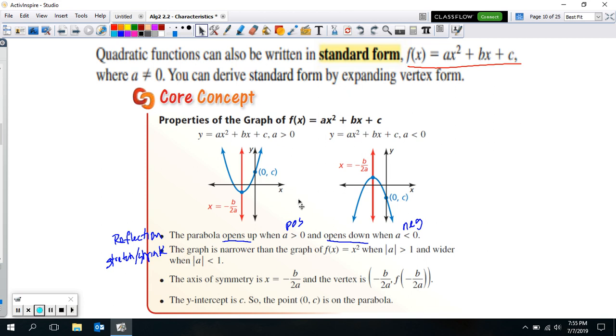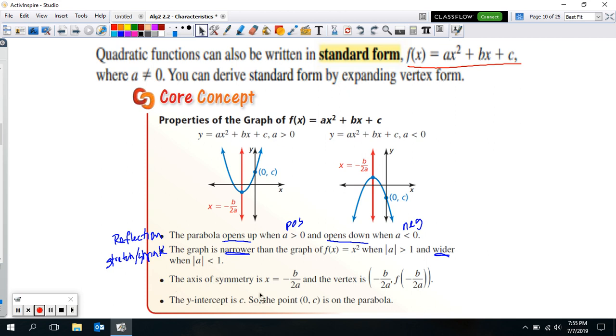As it gets narrower, you might want to highlight some of those. It's narrower there or wider. So we know when it's narrower, it's going to be stretching it, when a is greater than 1. When it's wider, it's going to be shrinking it, getting closer to the x-axis down here as it widens that graph out, flattens it out. Down here it says the axis of symmetry.